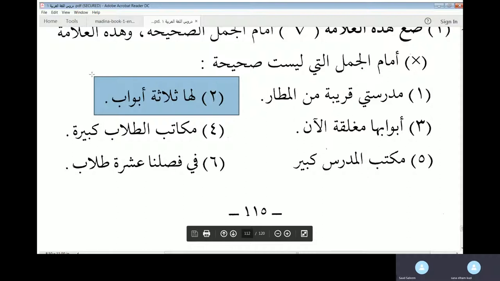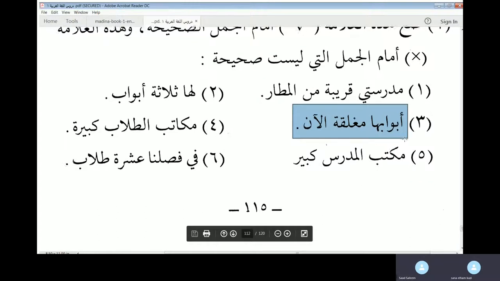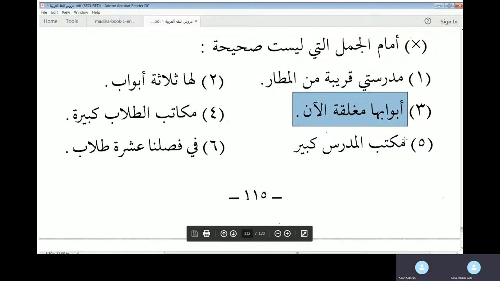Laha salasatu abwabin. Laha, it has. It has three doors. That's correct. Abwabuha mughlaqatun al-ana. Abwabuha, its doors. Its doors are closed now, right now. So this is cross, khata.